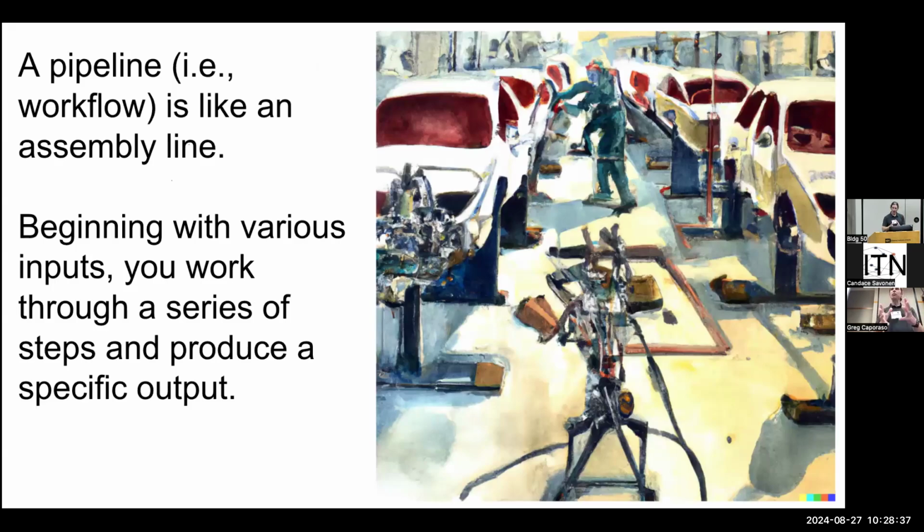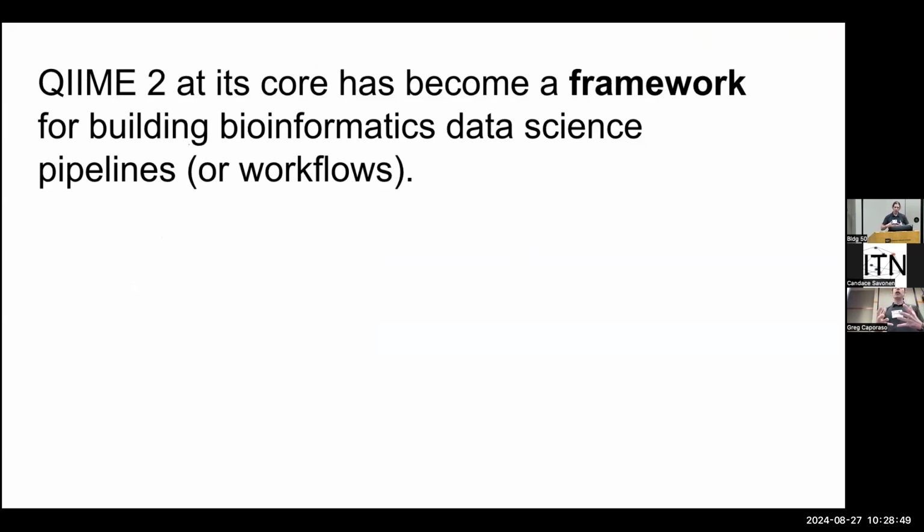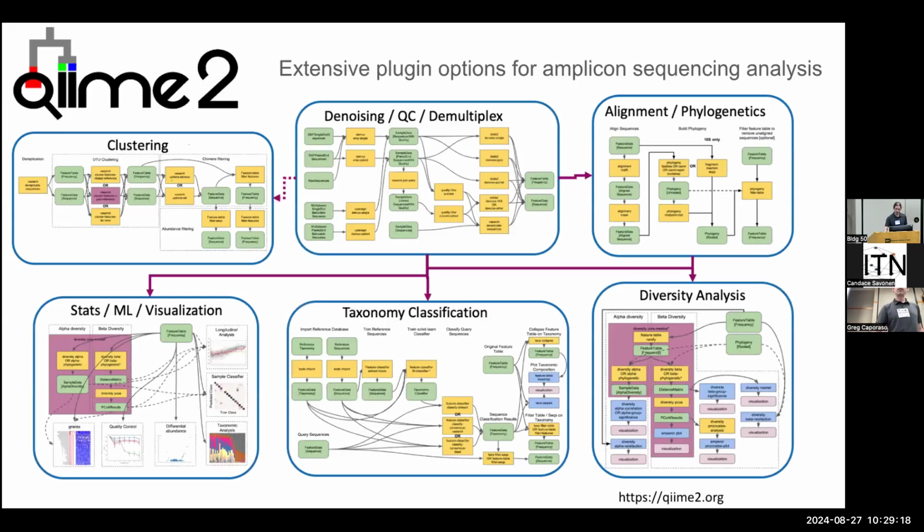And so a pipeline, I think of it like an assembly line. Like there's this one thing, you put some input in, you get some output out. With QIIME2, what QIIME2 essentially at its core has become is a framework for building these pipelines or workflows. It's still very much focused around microbiome research, but it's become much more generally applicable. And I'm going to talk now about some of the things that have driven this, like why people are using this in different domains. And then this is intended to serve as an introduction to how we're going to be using QIIME2 over the next few days.